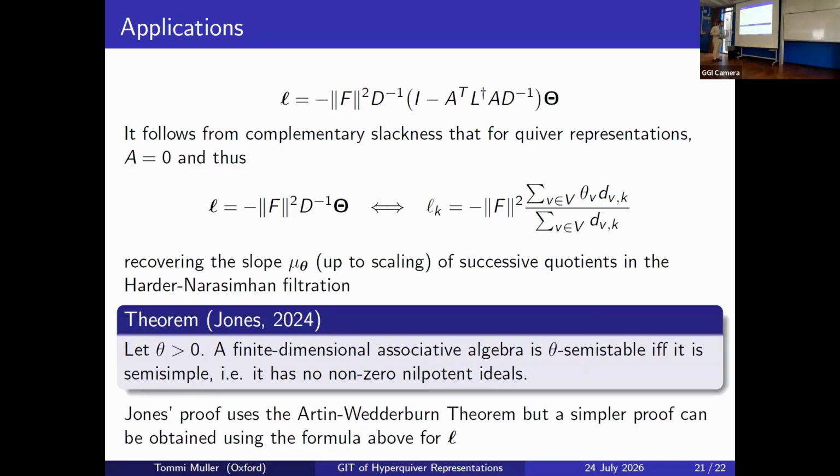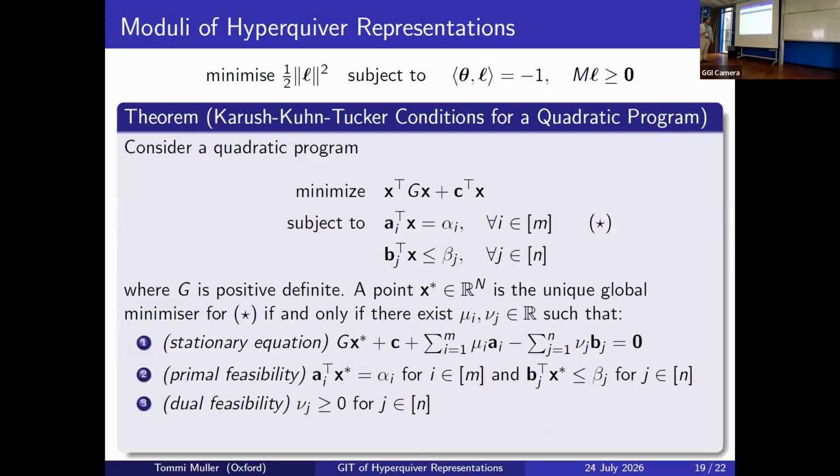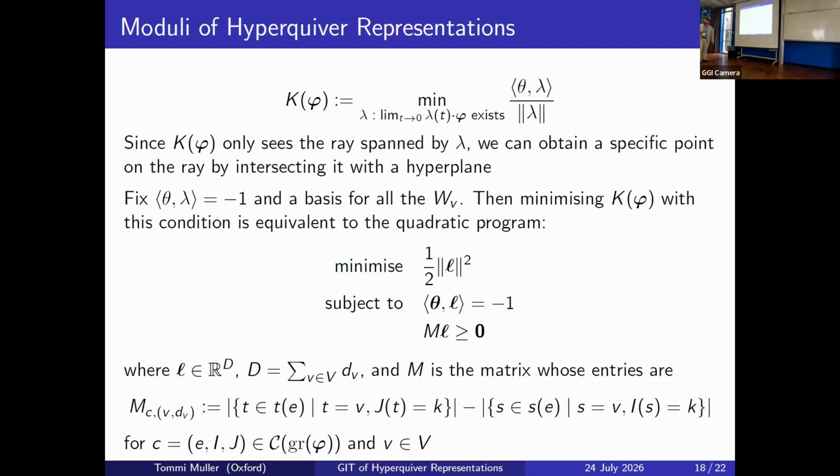But also, Jones's result about semi-stable being equivalent to semi-simple works for algebras over perfect fields. So I think that can work. And I guess there was a two somewhere here. Yes, this is not actually that important. We don't actually need this two. The two is just a normalization.